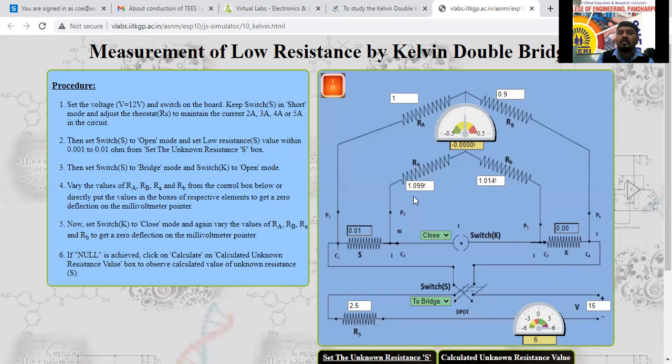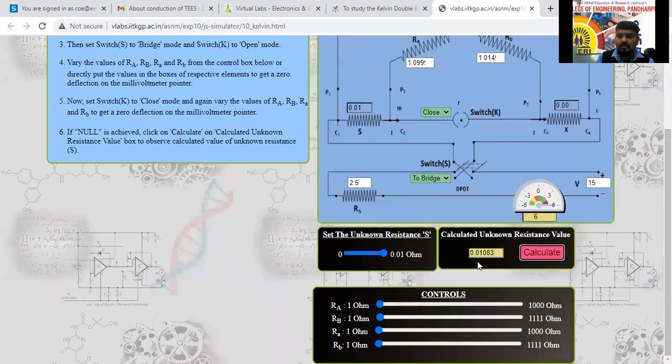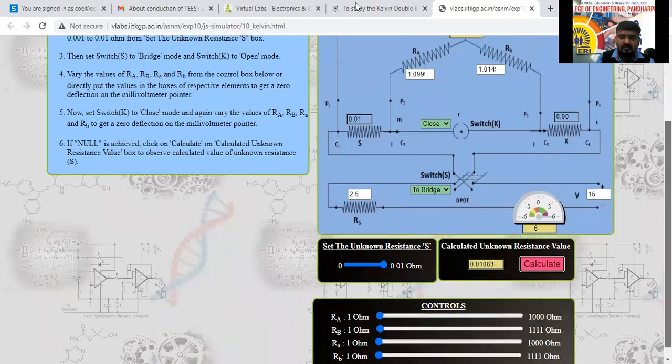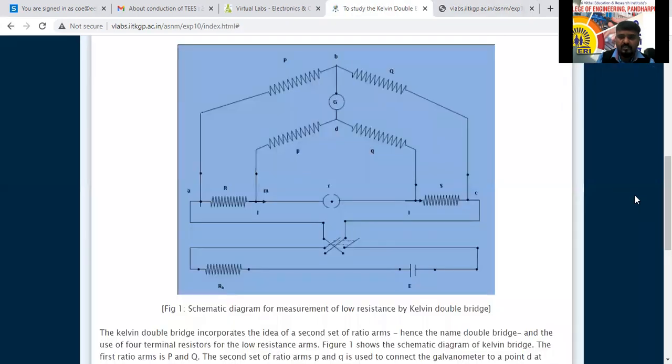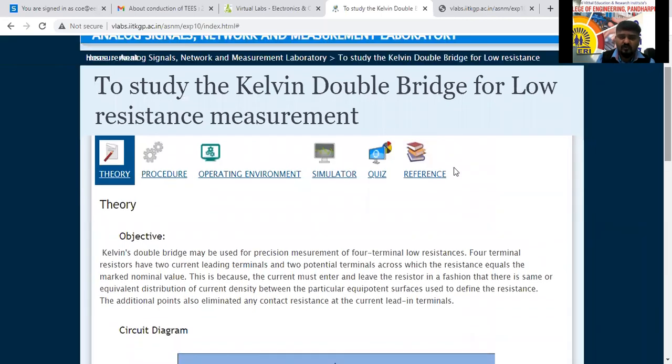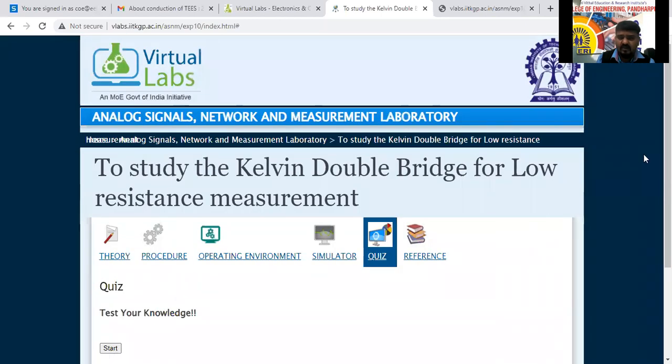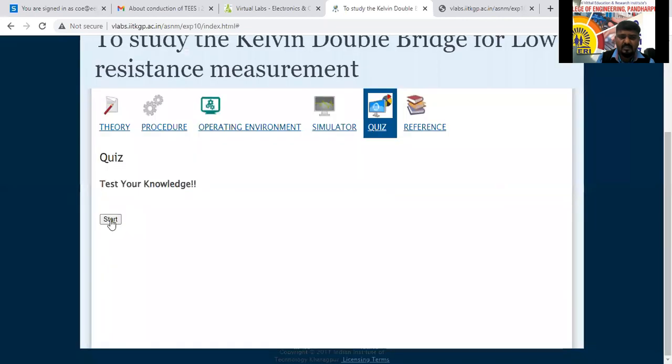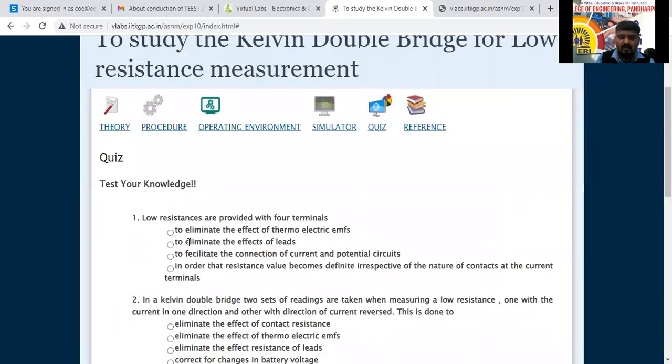Then only we are going to calculate the value here. This is the calculated value shown here. So it completes experiment number 5, that is the Kelvin double bridge we are going to consider here. After that, some quizzes are there, you can attend that one, start the quiz, and some questions will come here.